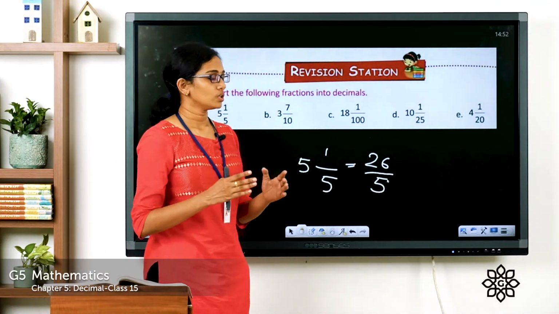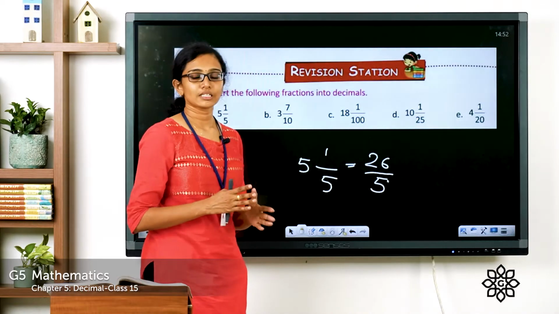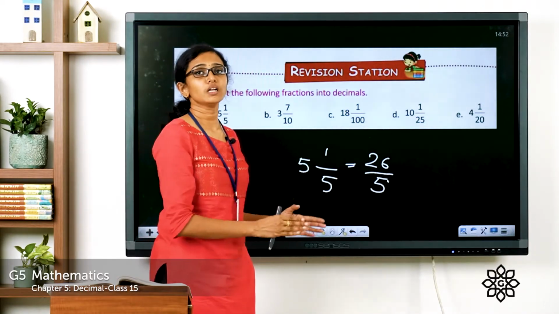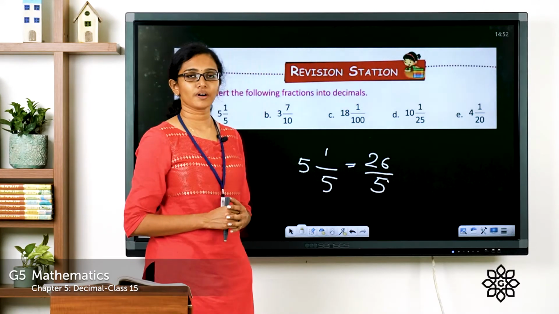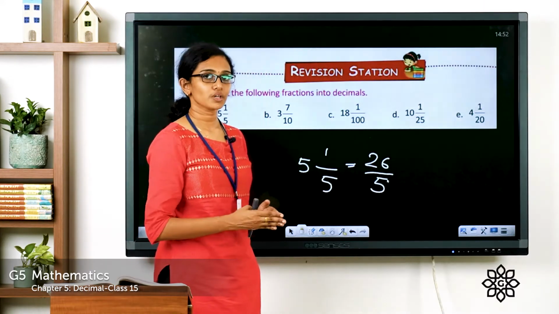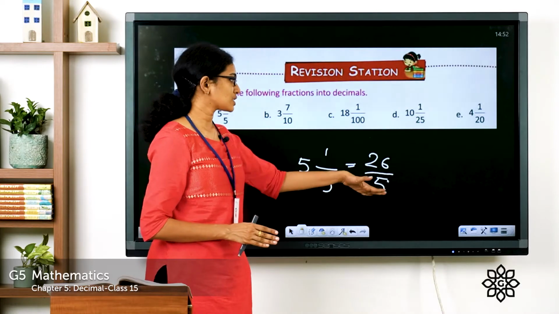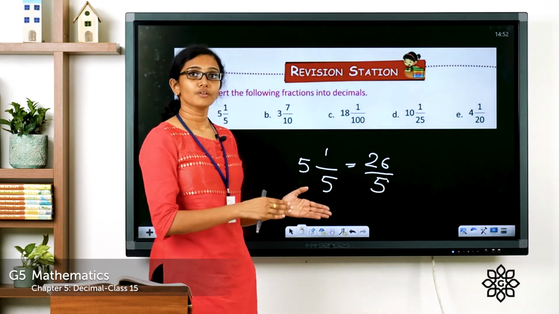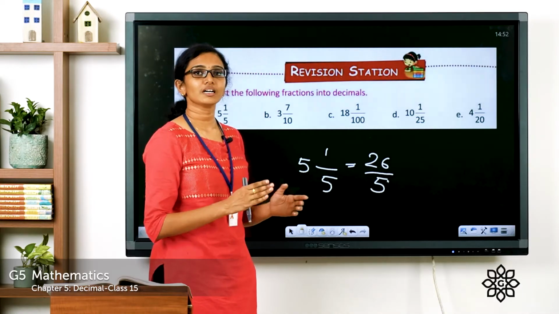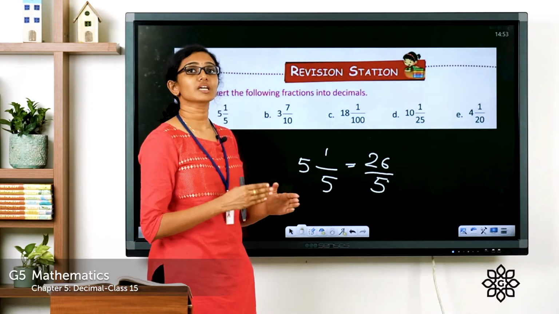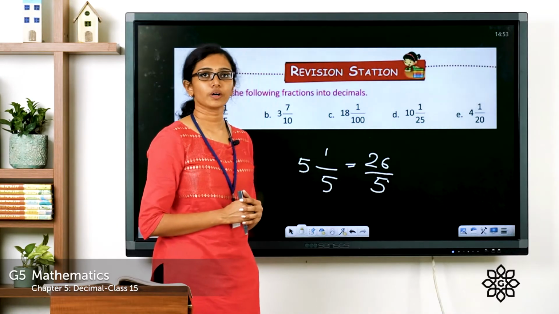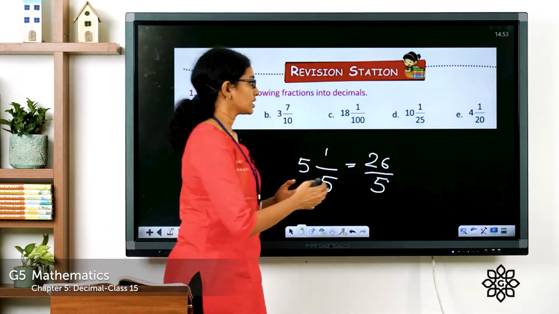To convert a given fraction into decimal form, what do you have to do? You have to change the denominator in terms of 10 or multiples of 10. So, how can we change this denominator 5 to 10 or multiples of 10? Just multiply this 5 by 2 and we get 5 into 2 is equal to 10 as the denominator. What you do in the denominator, you have to do the same process in the numerator as well. So, let's continue with the calculation.